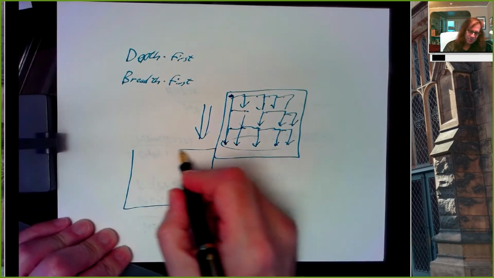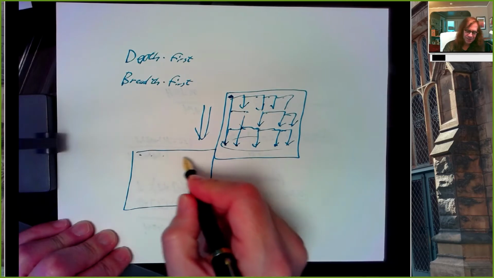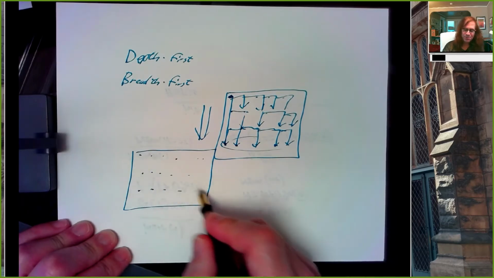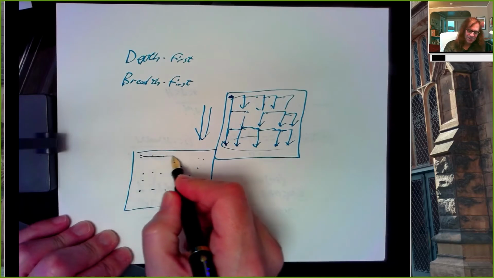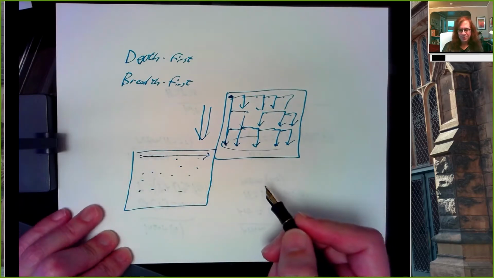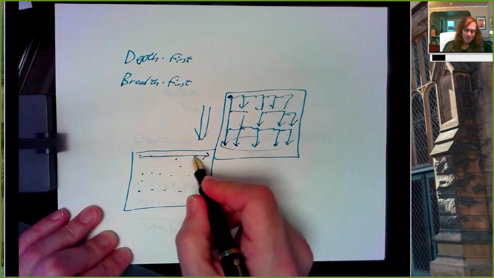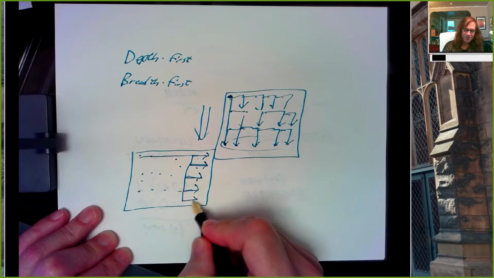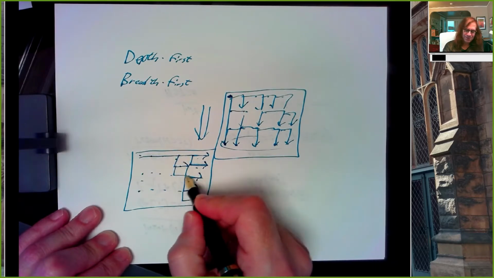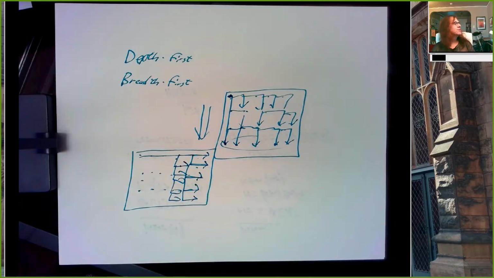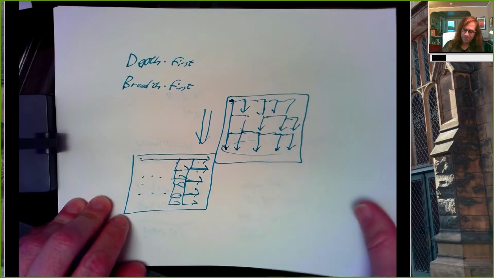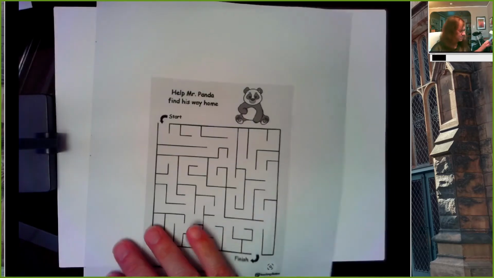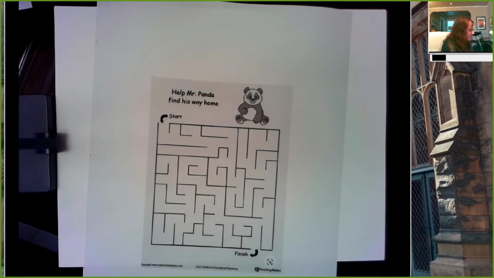There's a different approach, which would be to go across first. So same idea, you've got some space you're trying to explore, and we begin by moving over as far as we can. And then when we can't move over any further, we back up one spot and we move over again. And we travel like this. And then we come back up and so on. Okay, this is going to be a lot less abstract when we talk about binary trees or trees in general. But we can see this pair of concepts in trying to help Mr. Panda find his way home.